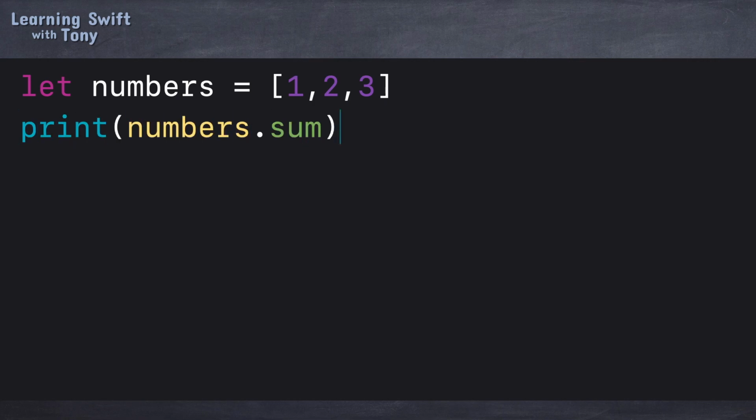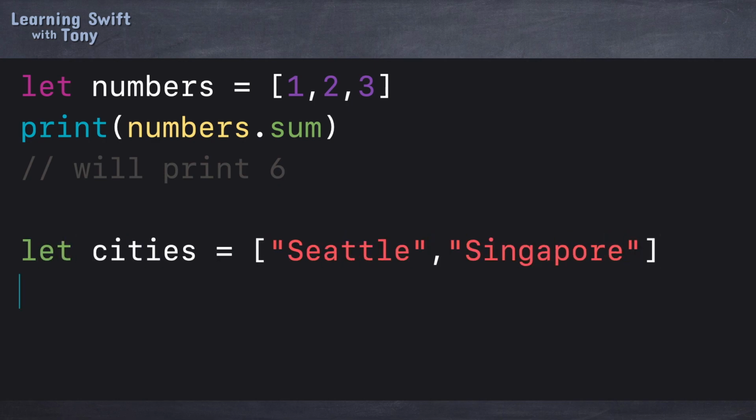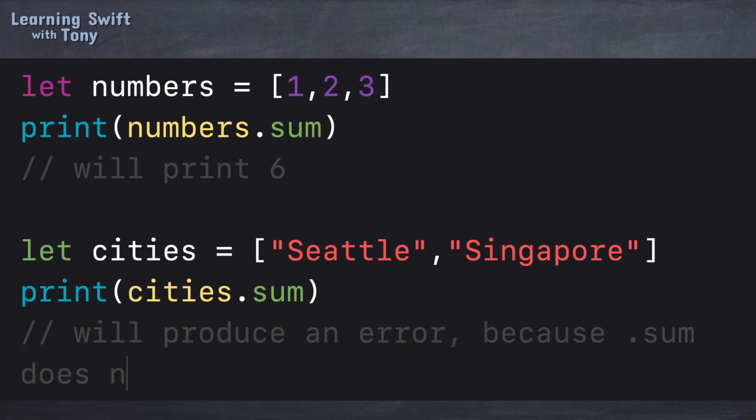Let's test this. If we got this array named numbers with elements 1, 2, and 3, which are clearly integers, and we ask to print the sum property on numbers, we will get 6. But if we ask the same thing from another array called cities that is made of strings, we will get a compiler error because this sum property does not exist for this array. And there you have it.